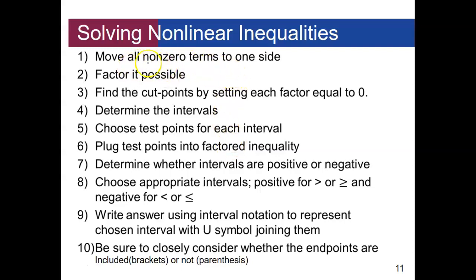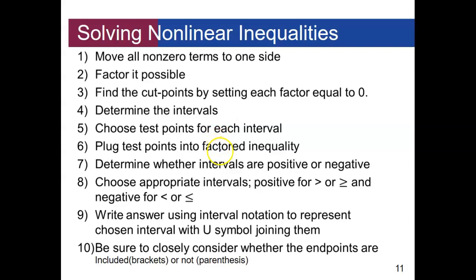The first one says move all non-zero terms to one side. Because these are going to be quadratics and polynomials, you want to get 0 on one side and everything else on the other side. Factor if possible. Then we want to find what's called our cut points, and we find those by setting each of the factors equal to 0, and those become our cut points. The cut points are actually going to determine the intervals for us. Within each interval, we're then going to choose a test point.